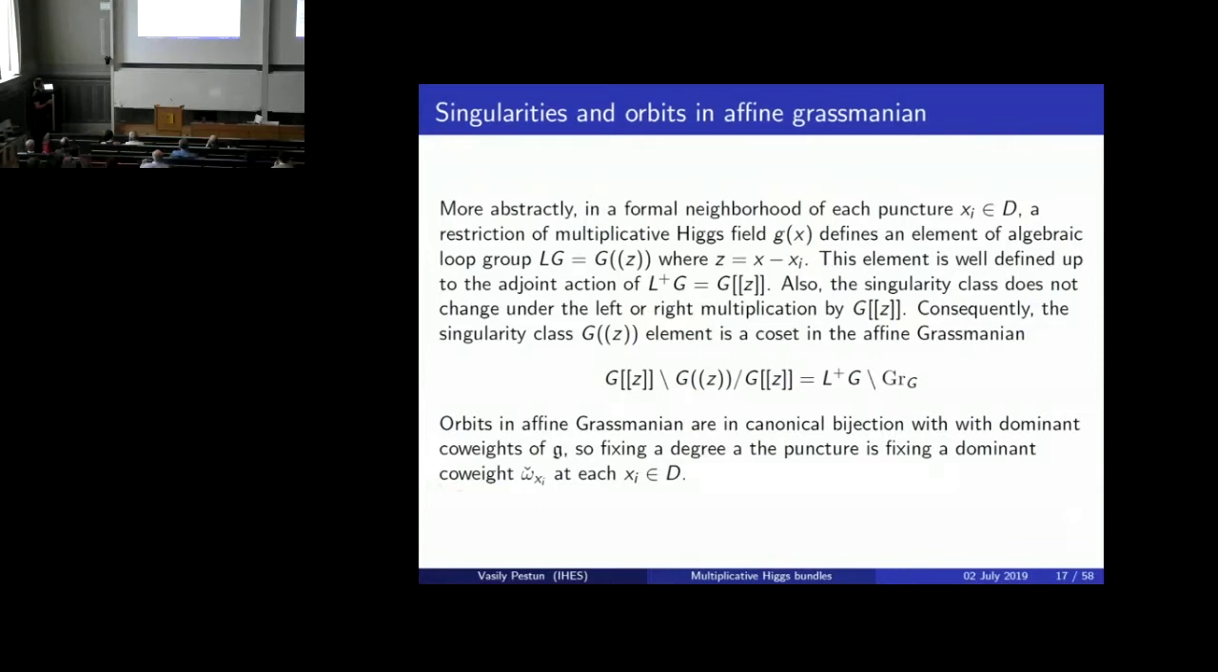Consequently, the singularity class is a coset in the affine Grassmannian, where you take G((z)) and quotient by G[[z]] from the left to the right. That's an orbit of the Grassmannian under the positive part of the loop group. And orbits in the affine Grassmannian are known to mathematicians to be in canonical bijection with dominant co-weights of G. So a choice of such an orbit is like fixing the degree at each puncture xi.